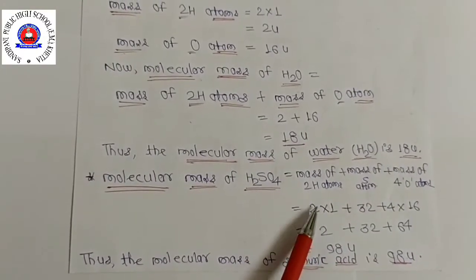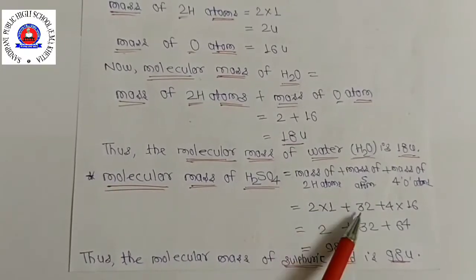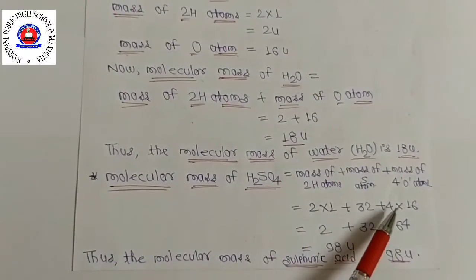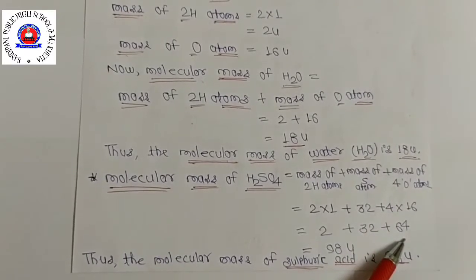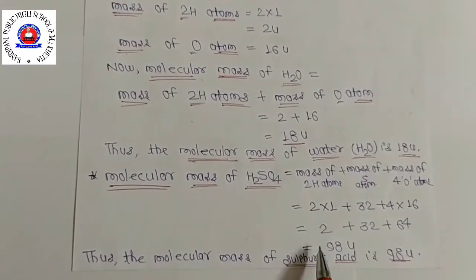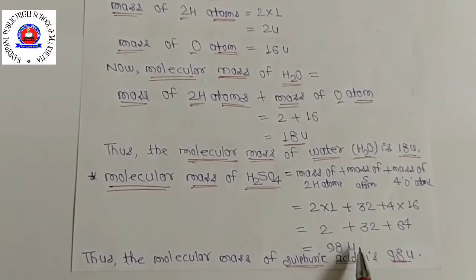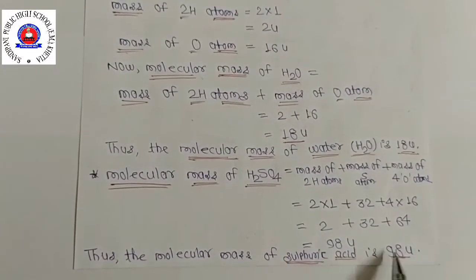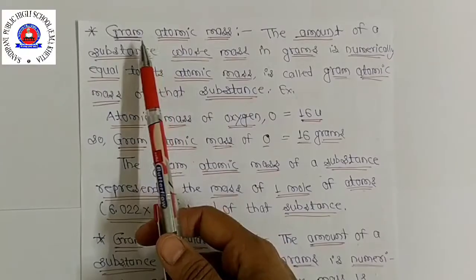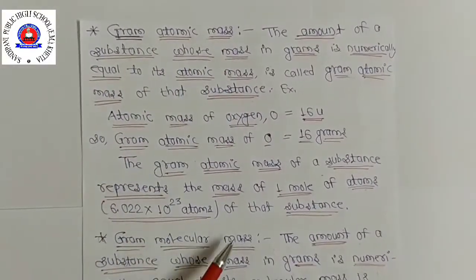Now 2 multiply by 1 is 2, plus 32, plus 4 multiply by 16 which is 64. When we sum it, we will get 98 unit. Thus the molecular mass of sulfuric acid is 98 unit. Now next, gram atomic mass and gram molecular mass.